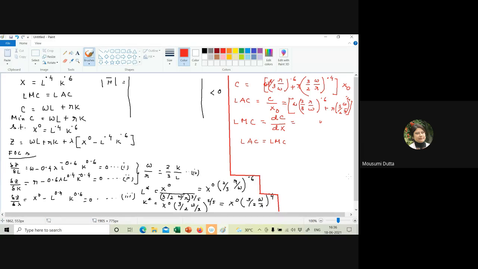The production function is X is equal to capital A, L to the power alpha, K to the power 1 minus alpha. Capital A and alpha are constants and 0 less than alpha less than 1.